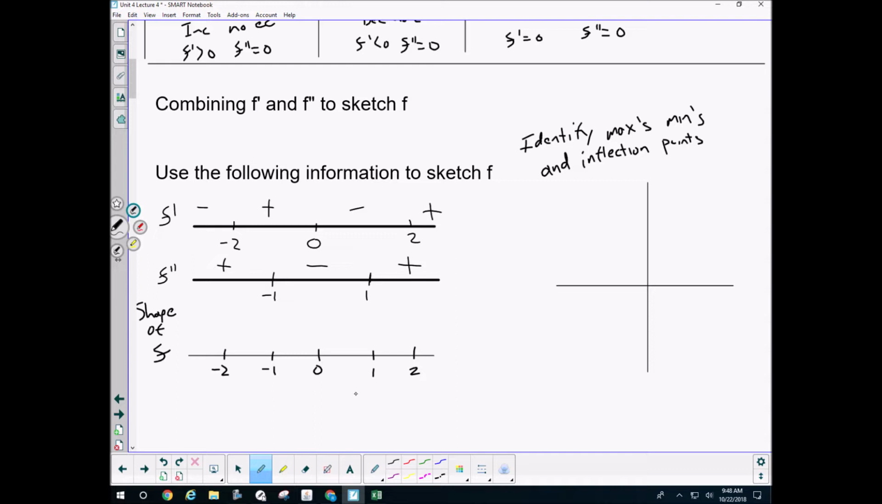And then on your intervals, you're going to be able to sketch the shape of that. So if I know f is going down while f is concave up, I know that f is going to look like this. Decreasing concave up. If f is going up and is concave up, f will look like that.